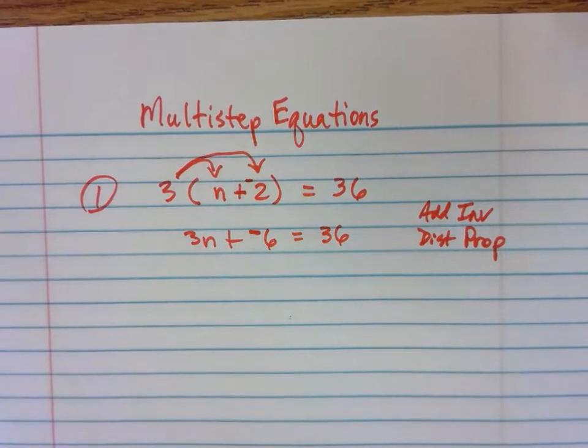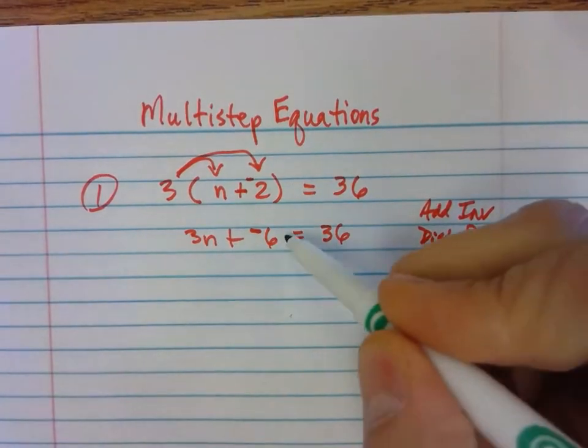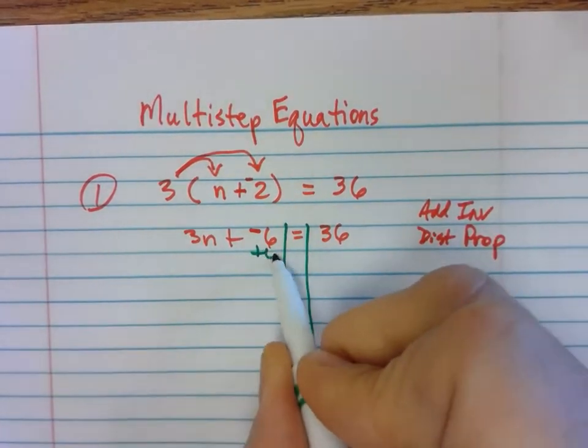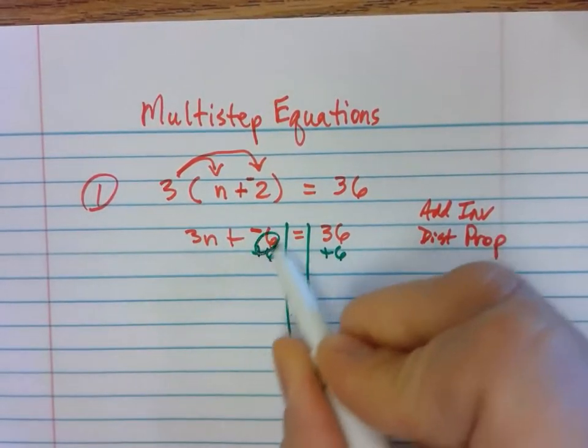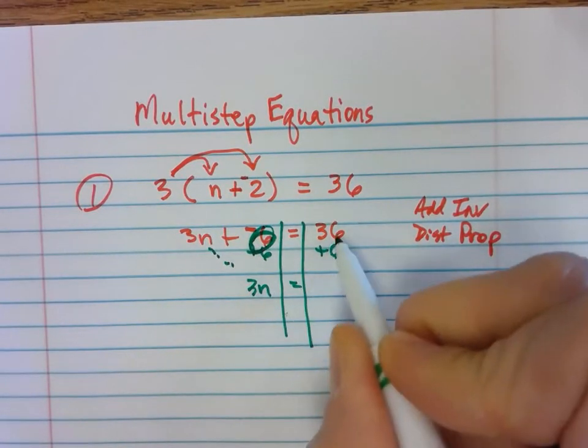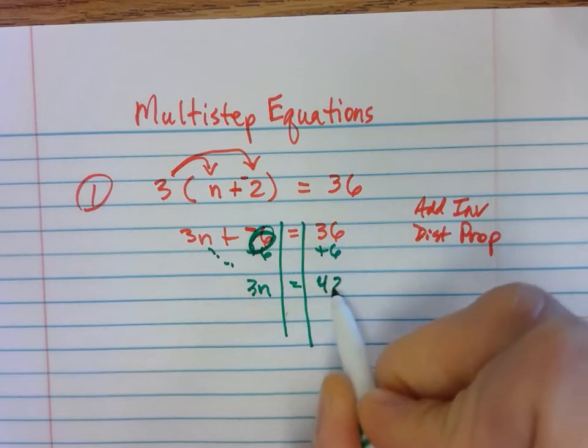Now of course we're going to use our little train tracks to solve this. Now we've got it back to a two-step equation. So we're going to add 6 and add 6. Those 6s cancel out to 0. Trot down the 3n. So we get 3n equals 36 plus 6, which is 42.